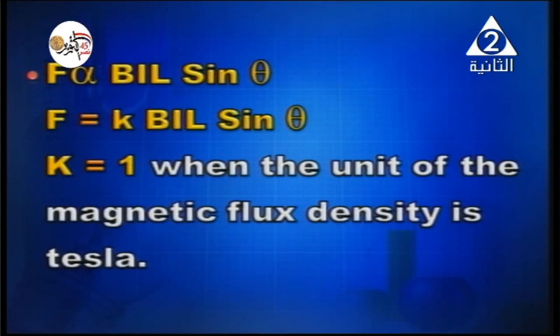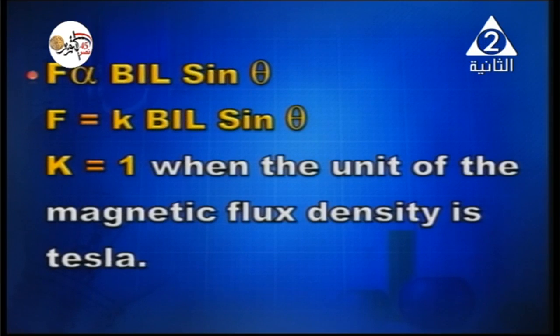Once again, B is the magnetic flux density of the field affecting the current carrying straight wire. I is the current intensity through the wire. L is the length of the wire in the field. Theta is the angle between the wire and the magnetic field. The proportionality sign is replaced by equality. We expect to find a constant, denoted by K.